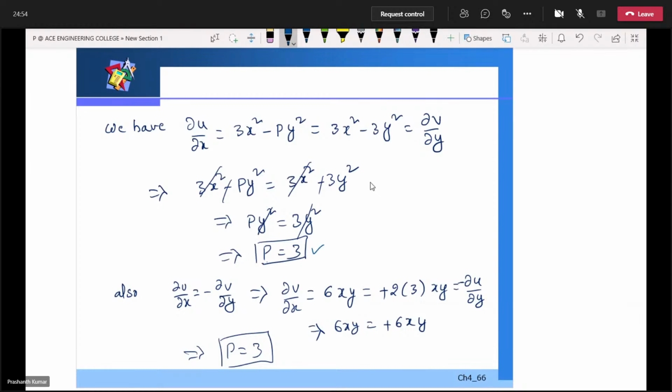Otherwise, you can take the other condition. Also, ∂u/∂y is equal to minus ∂v/∂x. Then also you will get p is equal to 3. Anyway, you can do either. If you do up to this one, this is enough. This is the answer.